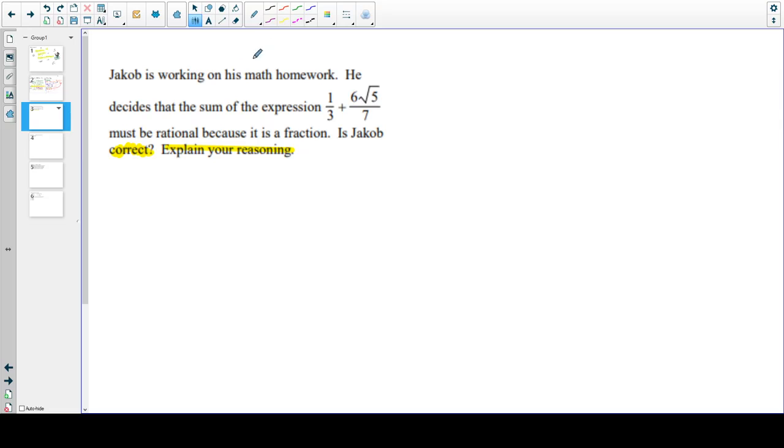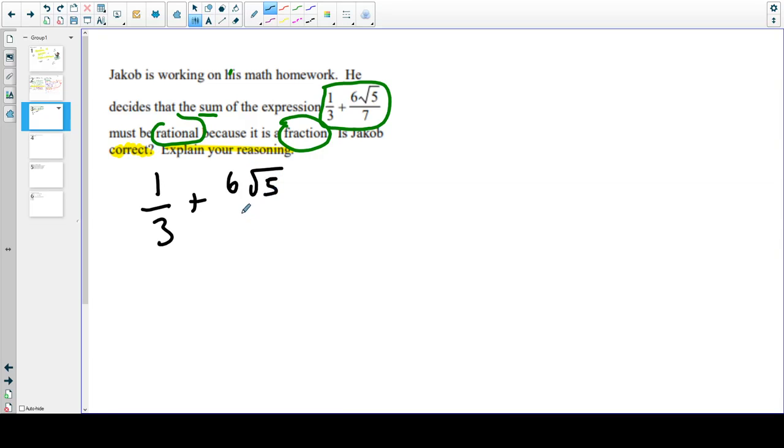Well, let's see. He says that the sum of this expression must be rational because it's a fraction. Well, that should remind us that rational numbers can be written as fractions where the numerator and denominator are integers. Well, let's rewrite this expression. So we have 1/3 plus 6 times the square root of 5 divided by 7. Well, this number you should be able to identify as a rational number.